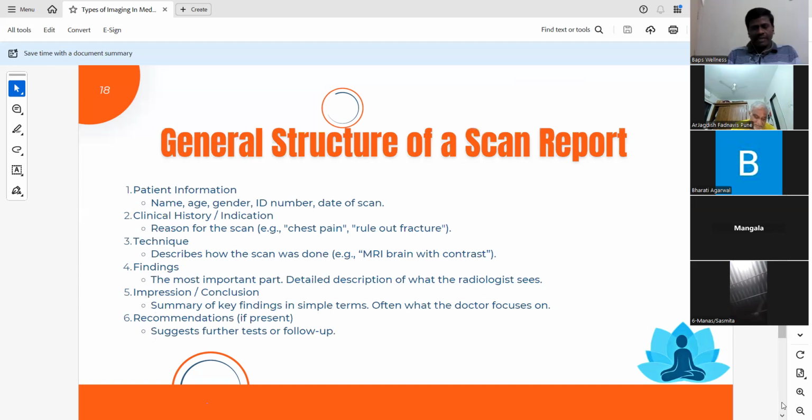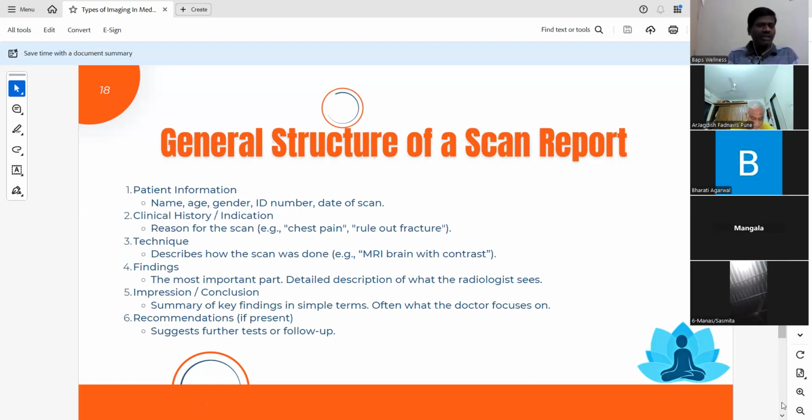So the scan is done, the report has come. How would a report normally be? A report will contain what major things? One, it will have the details about the patient information. That is the name, age, gender, their ID number or something, and also the date of scan. That is general information about the patient.